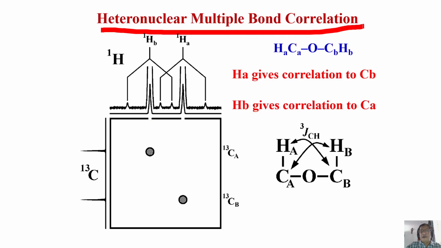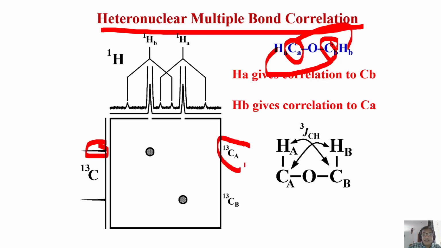Now, in the heteronuclear multiple bond correlation, what we have to see is that this carbon should correlate to this proton, and this carbon should correlate to this proton. That is called long range correlation. If you look at this carbon 13 chemical shift here, earlier you got a doublet, corresponding to one bond carbon proton correlation. But now that is suppressed. What I am seeing is long range correlation.